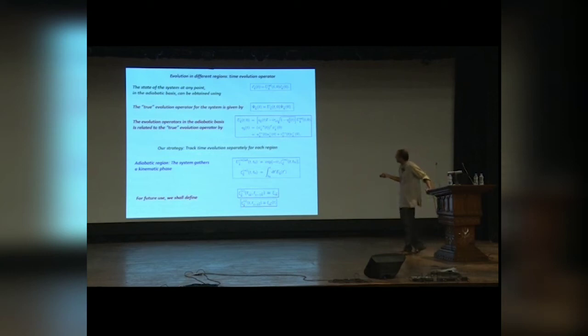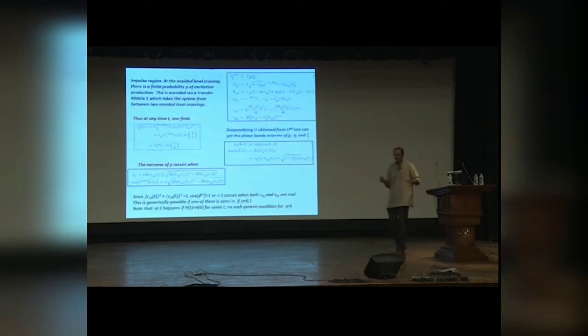Now for the calculations, the strategy is to track time evolution separately for each region. In each of these adiabatic regions, since we have adopted the approximation that there is no excitation, the system simply gathers a kinetic phase. You drive the system, it just gathers a phase which depends on the instantaneous energies. I'm going to define this xi ik, which is the phase gathered between two avoided level crossings in the ith region.